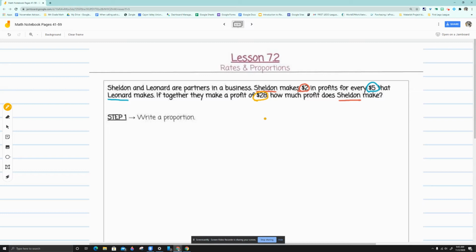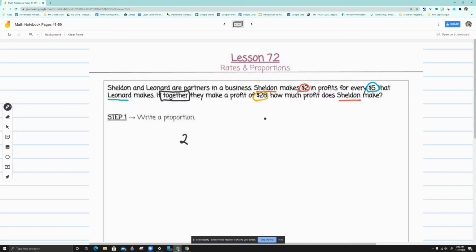Okay. So we've got to write a proportion first, and we're going to have a missing value. Now, this is a tough question because you've got to think about it. We're talking about how much, if together they make a profit of $28. So we can't think of a ratio of 2 to 5, Sheldon makes $2 for every $5 that Leonard makes. We need to think about a ratio of how much Sheldon makes to how much they make together. So that's the ratio I'm going to make.